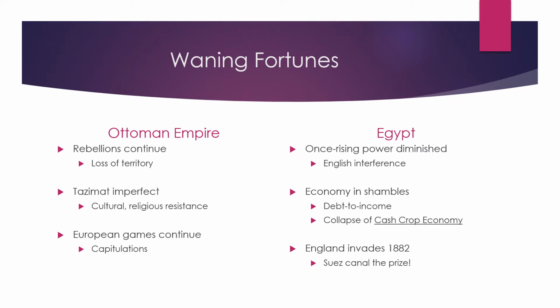However, things aren't going too well after the 1860s for both the Egyptians and the Ottoman Empire. There's a rebellion that continues in the Ottoman Empire, and the Ottomans lose territory after territory. Tanzimat was imperfect. There was some cultural and religious resistance, as well as some undermining on the part of the Europeans, because they're still playing games.